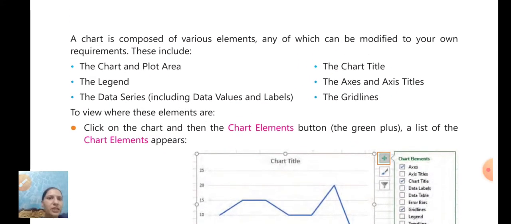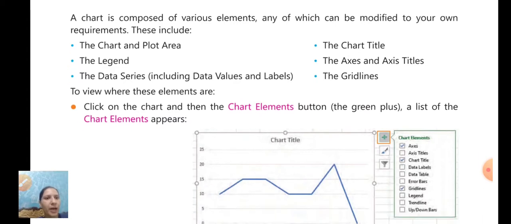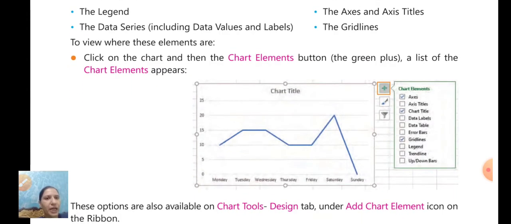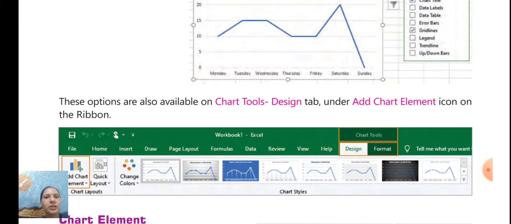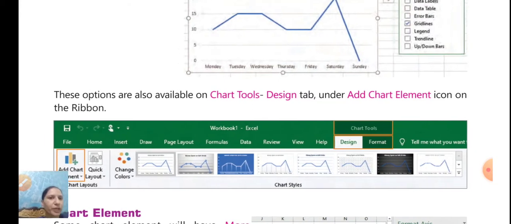Now a chart is composed of various elements. First, the chart or the plot area, chart title, legend, axis and axis titles, grid lines, etc. And to view these elements, click on the chart element button. Click on the chart and then click on the chart element button. A list of the chart elements will appear. See, it shows in a figure. These two options are also available in the chart tools Design tab and the Add Chart Element icon on the ribbon.